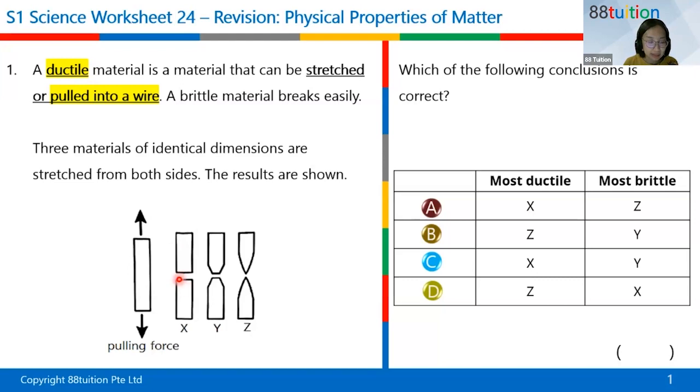So if you look here, pulling force, if you pull this way, this is the shape, and this is the shape, this is the shape. So which one is the most ductile? Now, ductile, first of all, means can be pulled into a wire. You can pull it easily, it will not break. So what do you think the answer is?